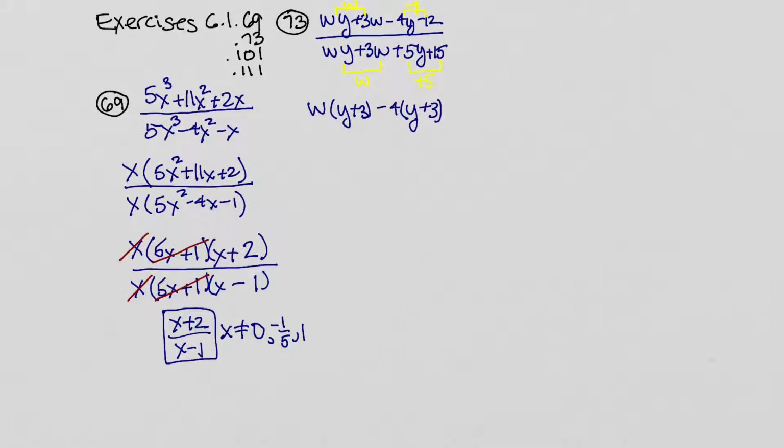Now, let's do the denominator. So take out that w, it will be w, and we'll get y plus 3. And then we'll take out the plus 5. If we take out a plus 5 here, we're going to be left with y plus 3. And now what we have is this y plus 3 is common here. So let's take that out.